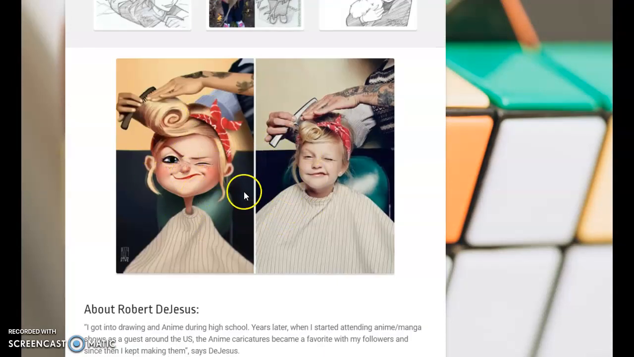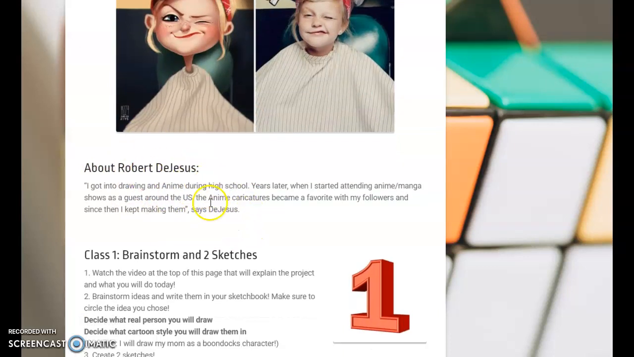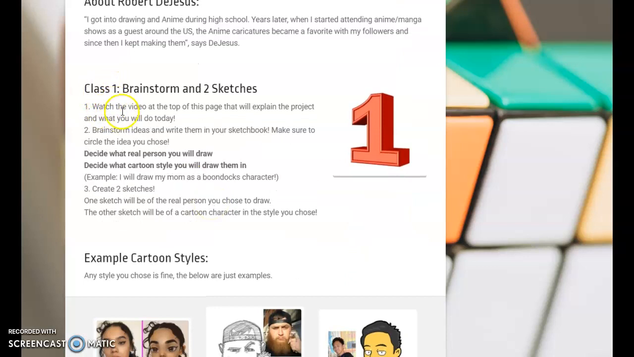This is another example of digital. All right, so this is a little bit about Robert DeJesus. You guys can talk about this with your teacher. All right, so this is class 1, and you're going to be brainstorming ideas and creating your 2 sketches. You're watching this video that I had uploaded to the top of this page, and you're going to brainstorm ideas and write them in your sketchbook. Make sure to circle the idea you chose.